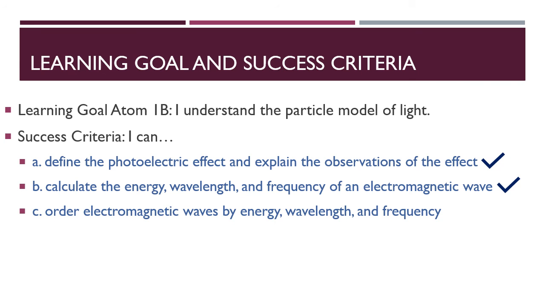All right, that completes this lesson on learning goal for Atom 1B. You can see the success criteria there. Again, our notes in class and discussion hit success criteria A, defining the photoelectric effect and explaining the observations. And in this video, we've looked at calculating the energy, wavelength, and frequency of an electromagnetic wave. And now we have looked at ordering electromagnetic waves by energy, wavelength, and frequency.